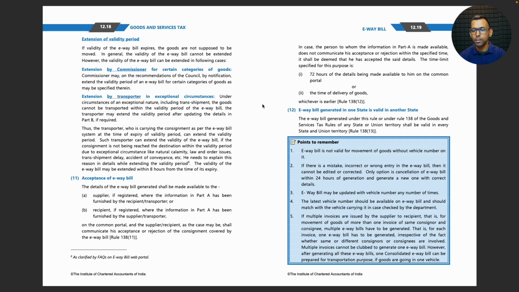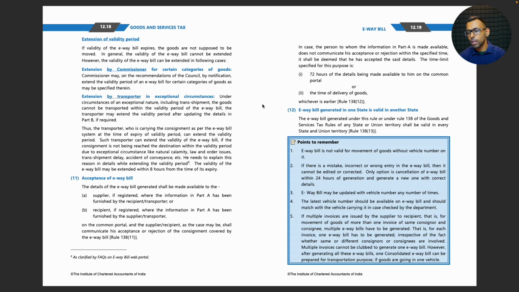Rule 138, Sub-Rule 11. In case the person to whom the information in Part A is made available does not communicate his acceptance or rejection within the specified time, it shall be deemed that he has accepted the said details. The time limit specified for this purpose is 72 hours of the details being made available to him on the common portal, or the time of delivery of goods, whichever is earlier.